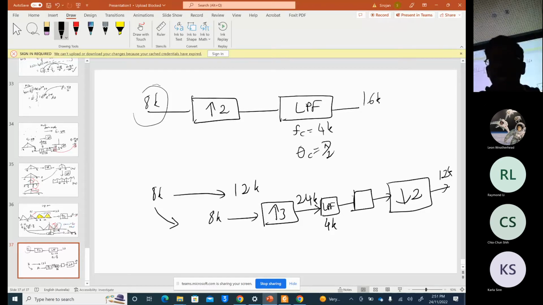So what is the sampling frequency here? 24K. So from 24K, we have to bring down to 12K. What should be the cutoff frequency of this one? 6K. Why? Because here we cannot have anything higher than 6K. Anything higher than 6K will get aliased. So we need to have a cutoff frequency of this one.